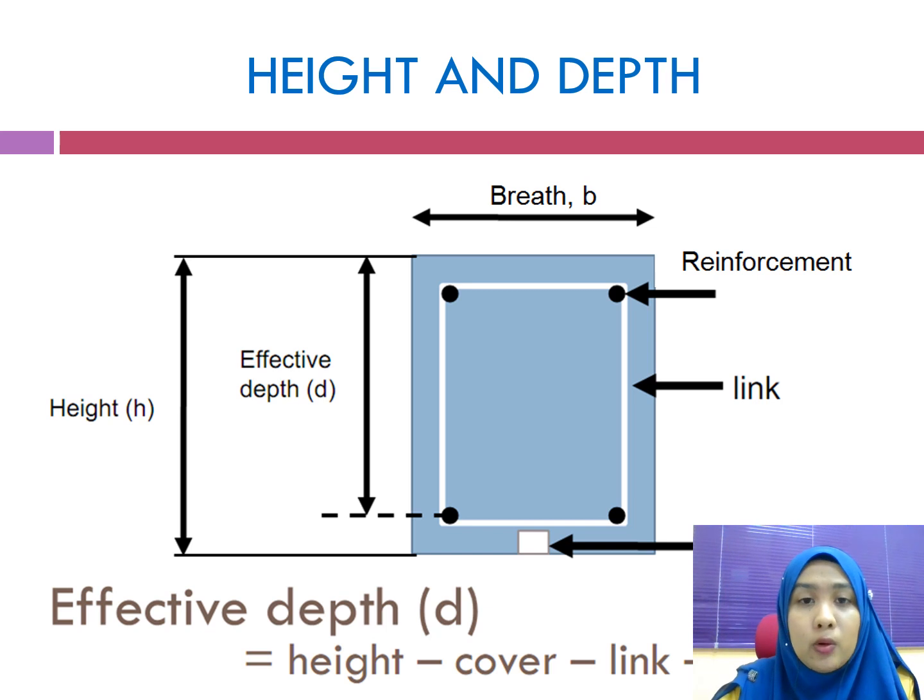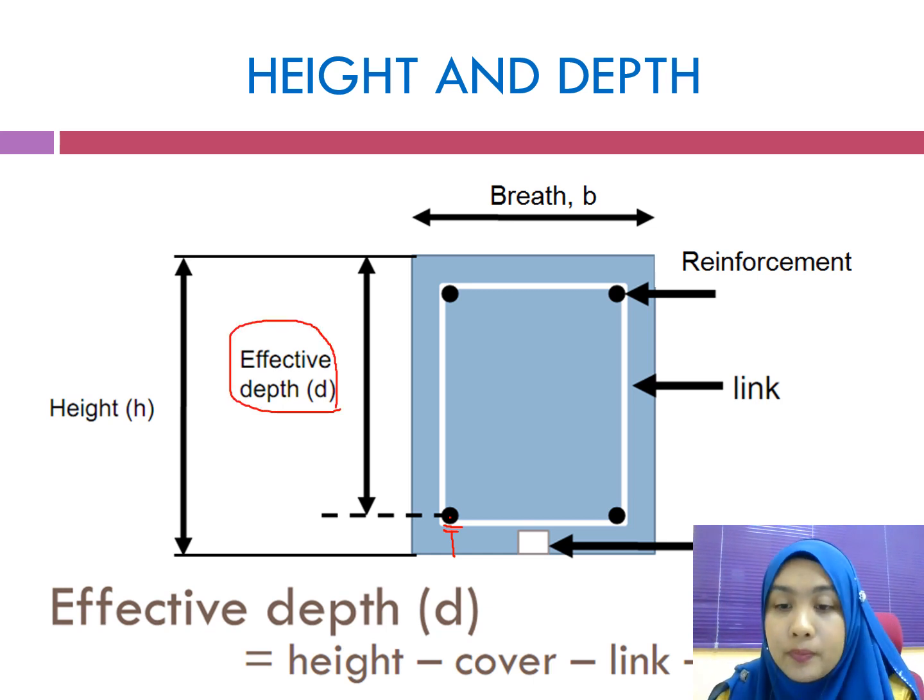So here is how we calculate the depth of the beam. Let's say this is the beam width and the beam height. In design, we only consider the effective depth d, which is the distance from the top of the beam to the center of the main reinforcement. The effective depth is given as the total height minus the cover, minus the diameter of the bar divided by 2. Then you get your effective depth value.